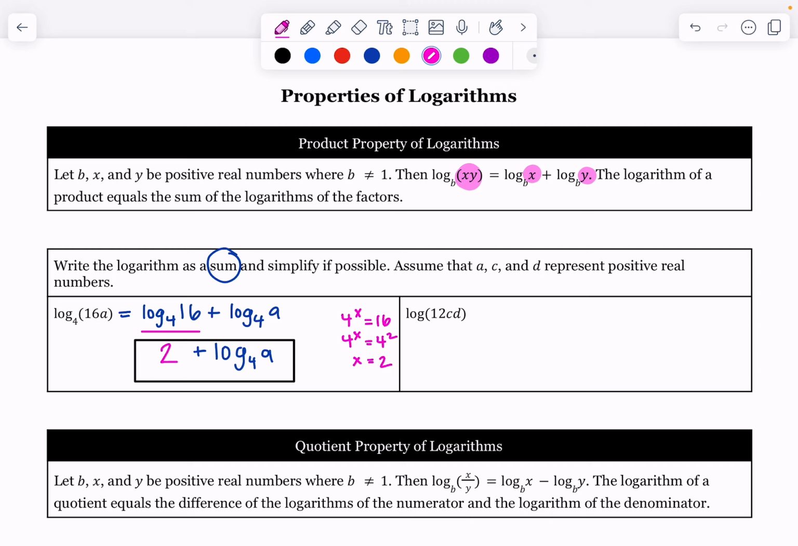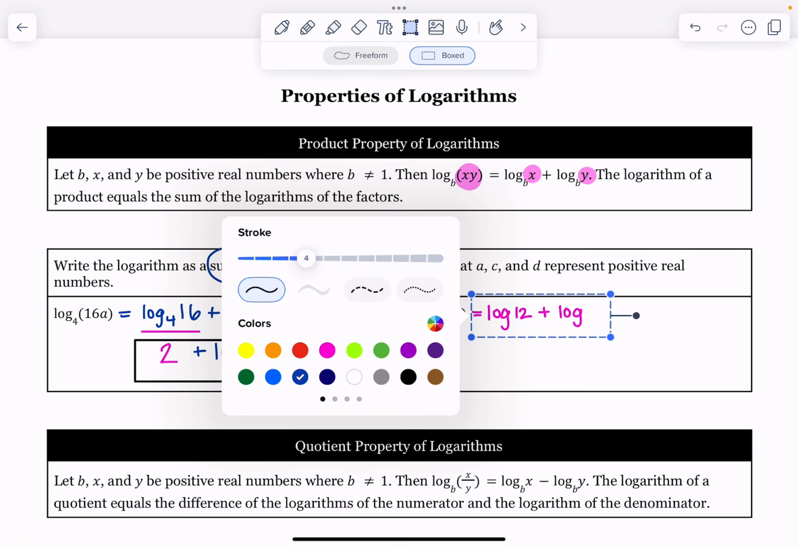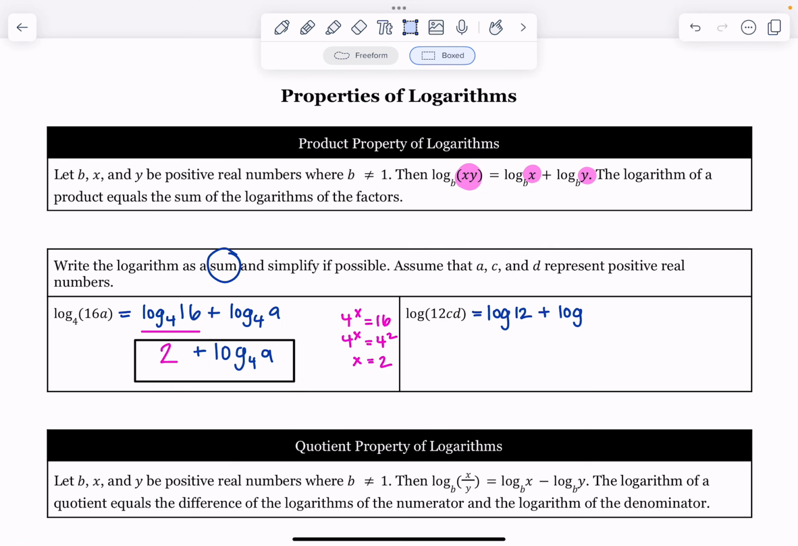We have log 12CD. And remember, if we're not given a base here, that's a base 10. Okay, so if I break this out into a sum, that's going to be log 12 plus log, sorry, I should not be using pink. Let me switch this to blue so you're not getting confused. Okay, sorry, log 12CD is equal to log 12 plus log C plus log D. And on the left one, we were able to simplify with a base 4.